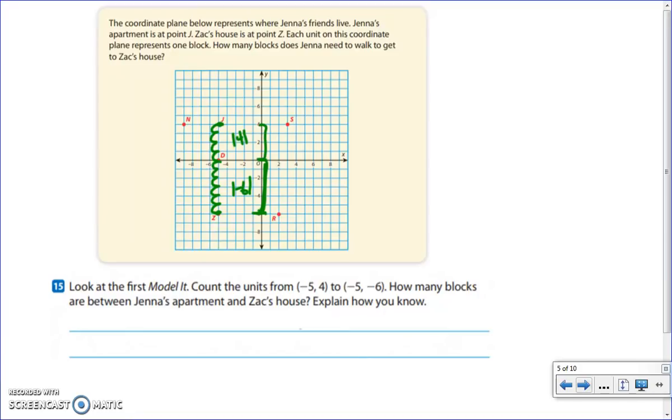So we can count and we can get to 10. Okay. I can literally just count. That's what it says. 10 blocks. You can count on the y coordinates from 4 to -6. 1, 2, 3, 4, 5, 6, 7, 8, 9, 10. Visually, you can see that it is 10.